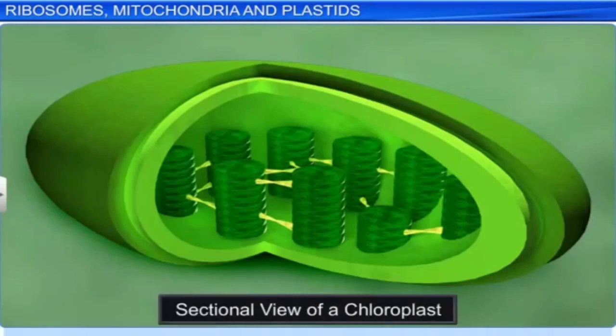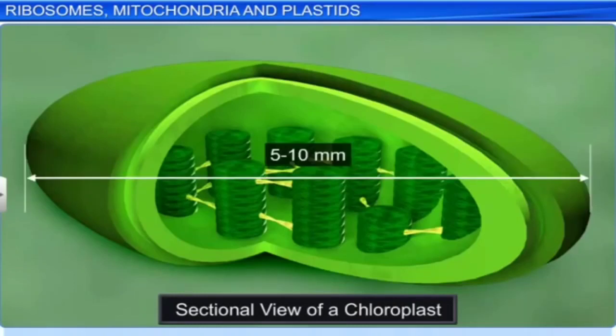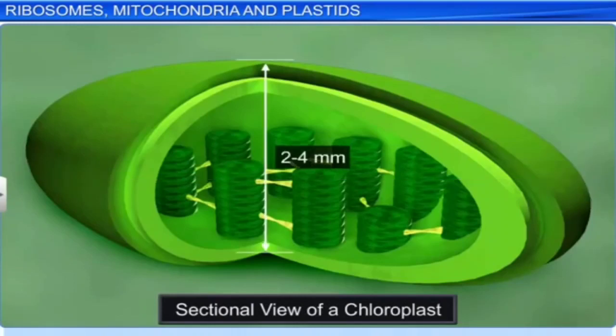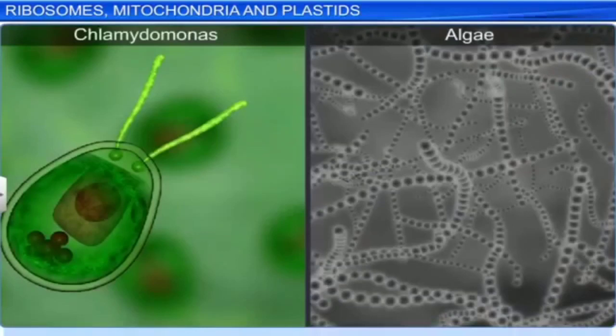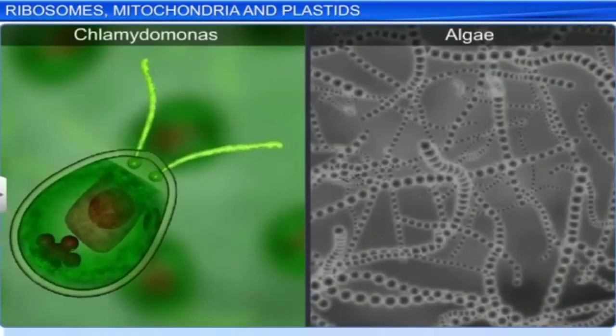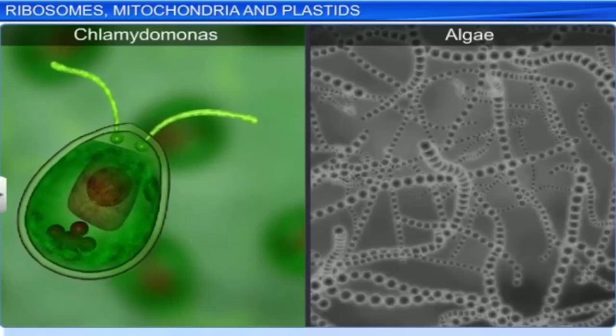Found mostly in the mesophyll cells of the leaves, chloroplasts have a length of 5 to 10 micrometers and a width of 2 to 4 micrometers. A cell can contain a single chloroplast, as seen in Chlamydomonas, or multiple chloroplasts, as seen in a green alga cell.